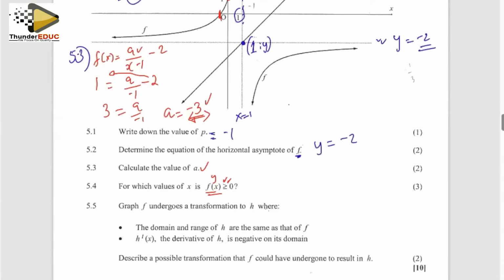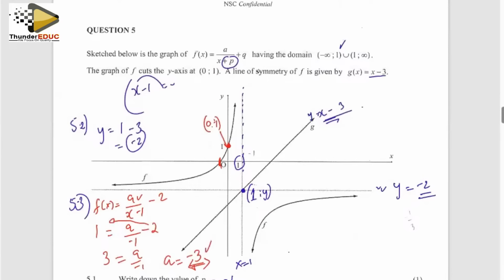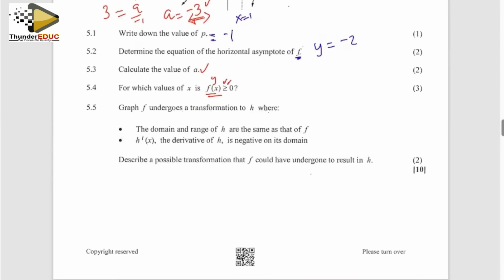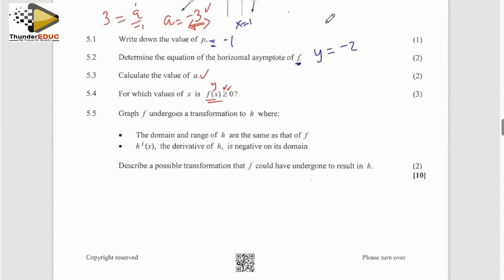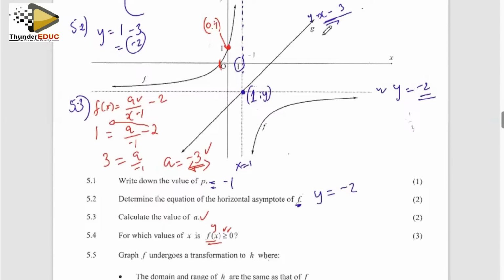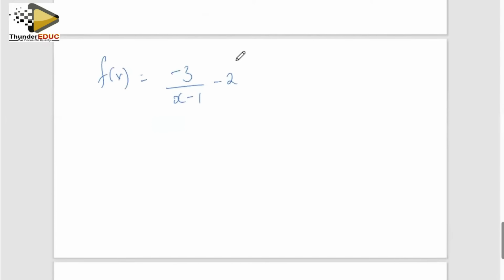Okay, so I'll just rewrite the equation and say my f of x is negative 3 over x minus 1, minus 2. This negative 3 is correct because initially the graph is within the second quadrant and the fourth quadrant of the asymptotes. It's a negative anyway. So for us to get the x-intercept, we're saying the y must be 0, at the x-intercept.